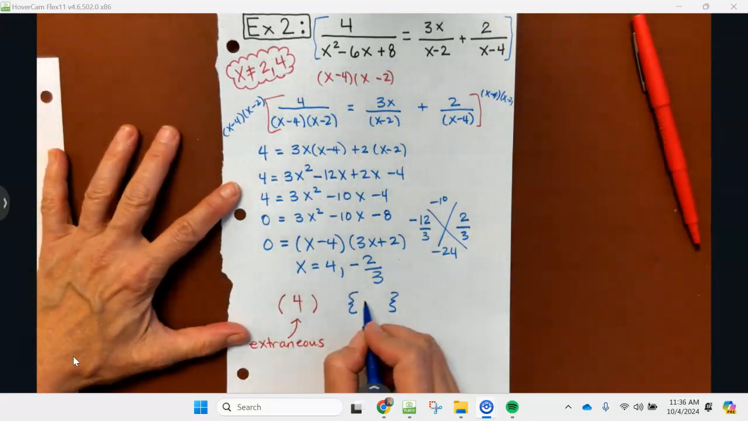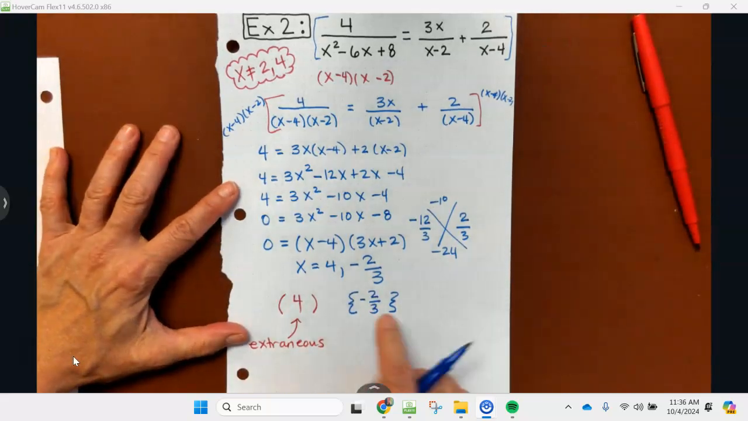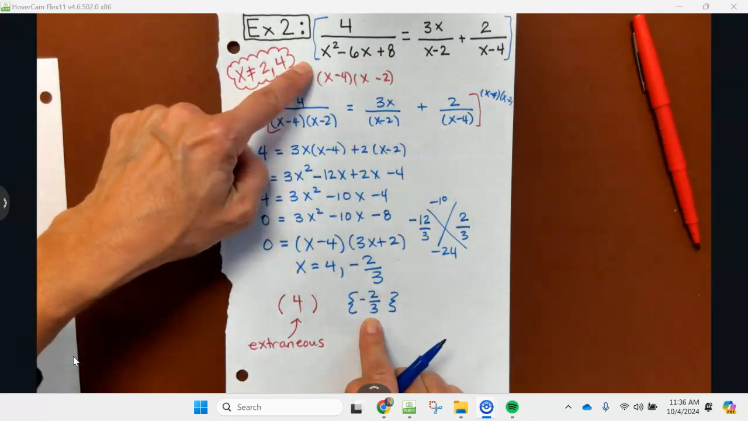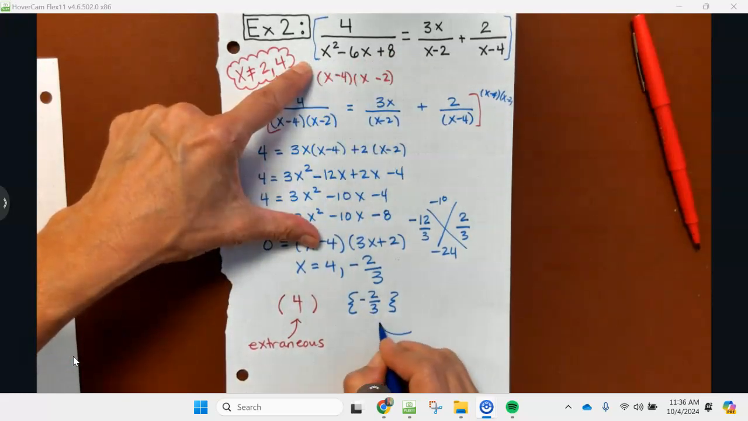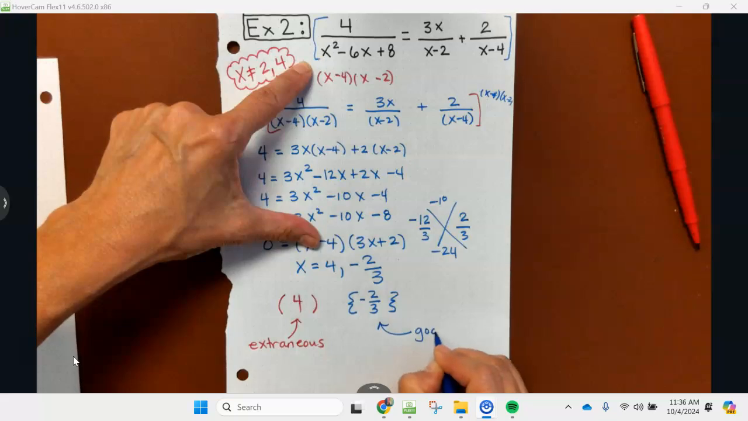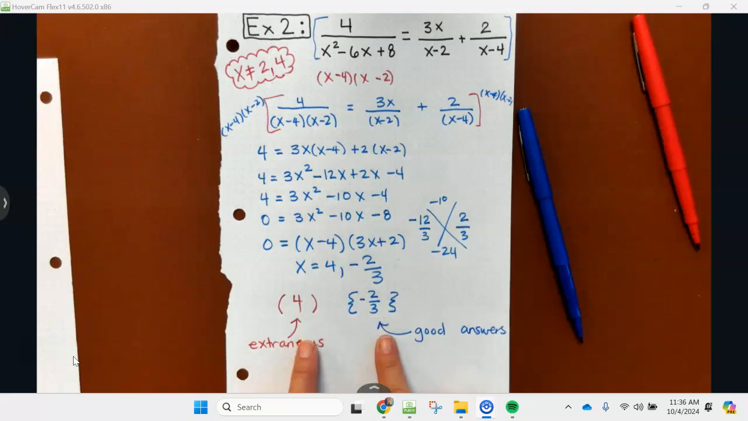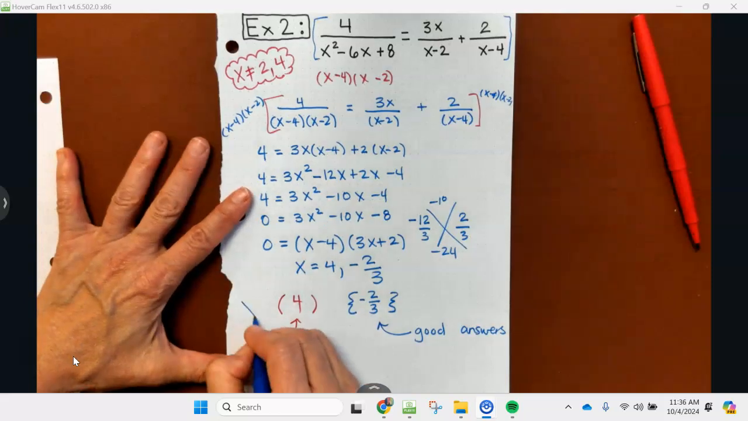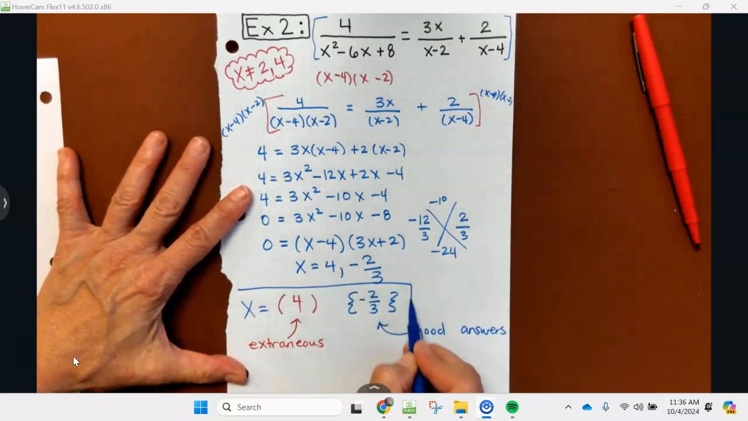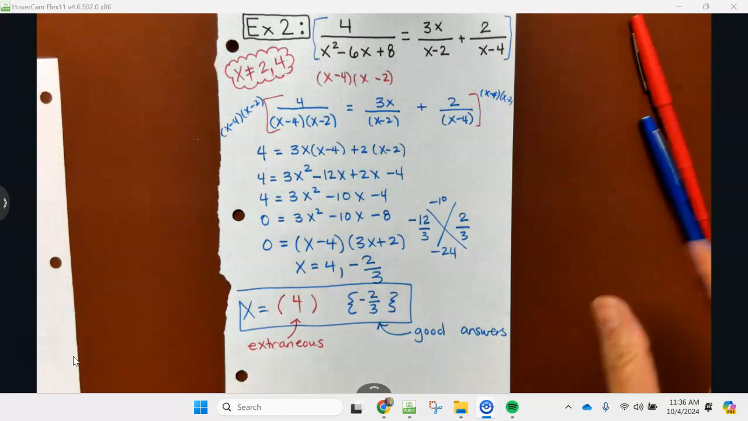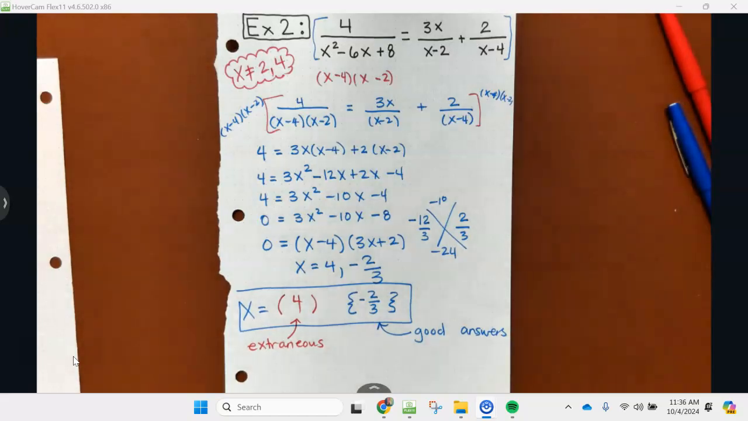And then we're going to put our good answer, our answer that works, that will not make a 0 in the denominator, in our braces. So these are the good answers. Make sure you remember those. I'm pretty sure y'all have seen these symbols before, but if you haven't, just make these notes so you will not forget. So here is our good and our bad answer for example number 2. We've got two more left, guys.